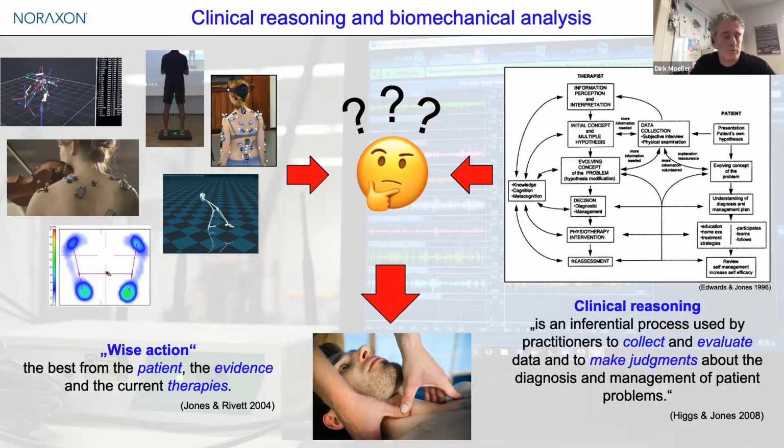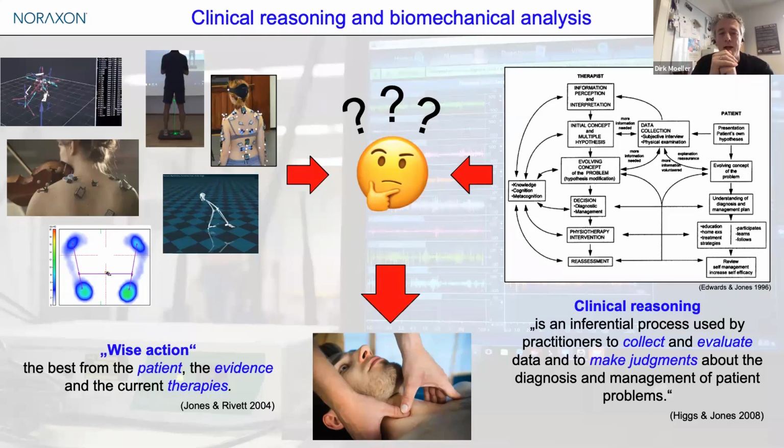Keywords are practitioners, we collect, evaluate, and make judgments about a diagnosis and management of patients' problems. So that's the idea. We get information, we evaluate the information, we generate hypotheses, and then we make judgments. What can we do? Then we treat the person, we make reassessments, maybe we modify our hypothesis, and then we go on.